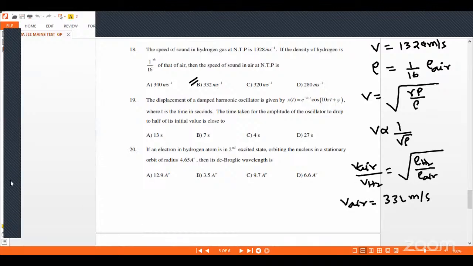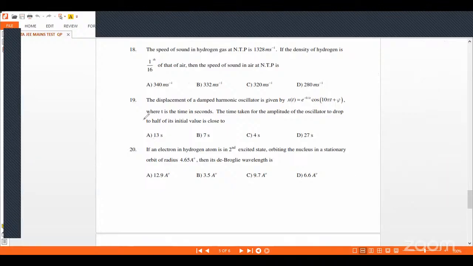Next, 19th one. The displacement of a damped harmonic oscillator is given, where t is in seconds. Suppose the initial value I'll consider as A naught. They're asking the time taken to drop to half the initial amplitude. This time we need to find.